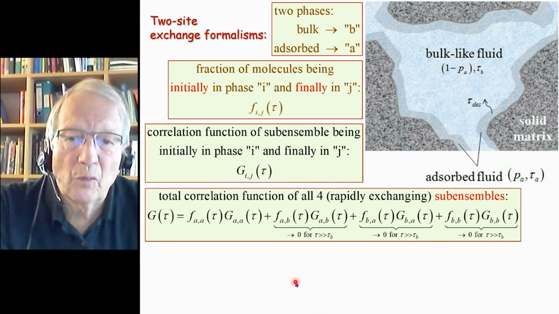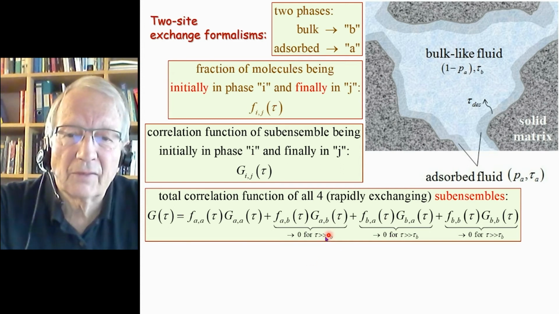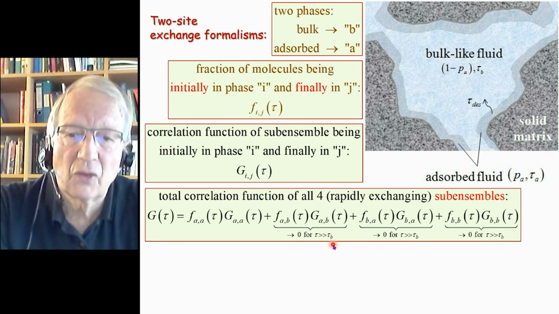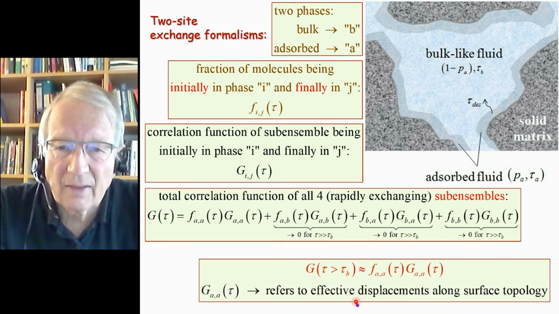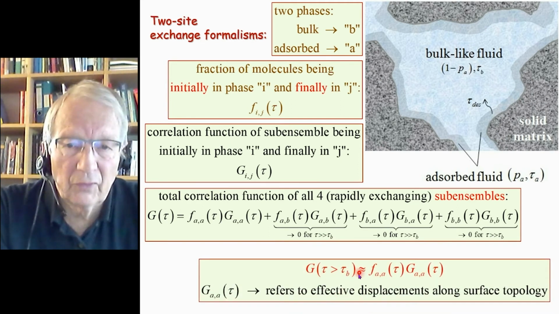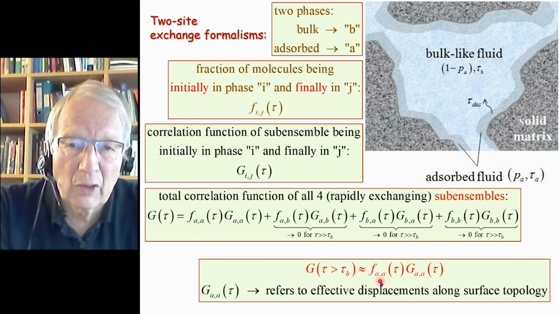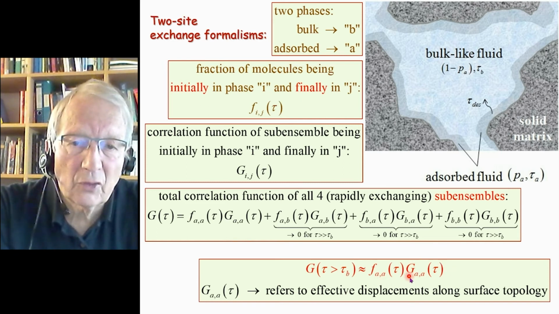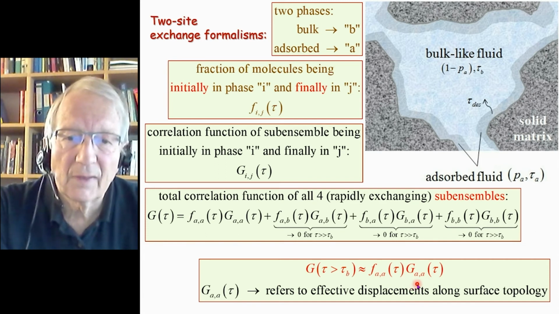Now, if we assume that the correlation time in the bulk-like phase is very short, so that the time scale of interest will be much longer than this correlation time, all these terms can be neglected. And the result will be, for this long time scale, just this first term. So the fraction of molecules that will be both initially and finally in the adsorbed phase, and the correlation function for molecules in this adsorbed layer.